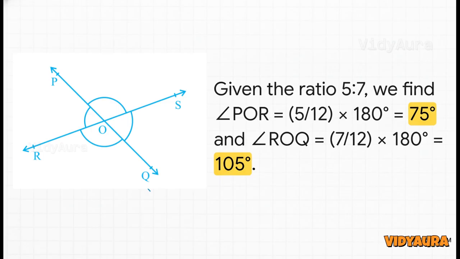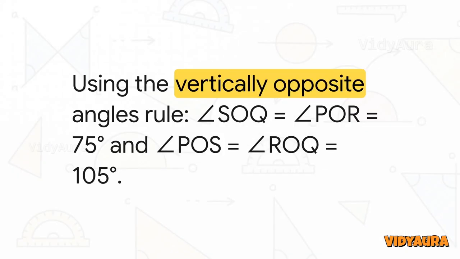Awesome! We've already found 2 of the angles. And now for the other two? This is the easy part, a piece of cake. We just use our vertically opposite angles theorem. Angle SOQ is directly opposite to angle POR, right? So it has to be the same. That's 75 degrees. And angle POS is directly opposite to angle ROQ. So that one must be 105 degrees.